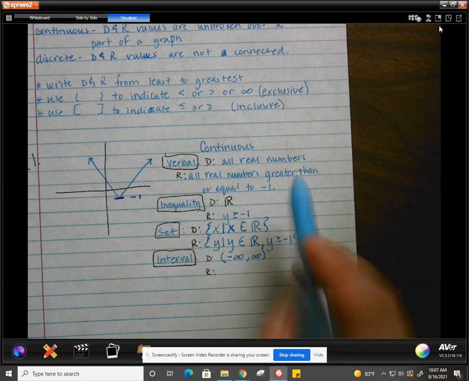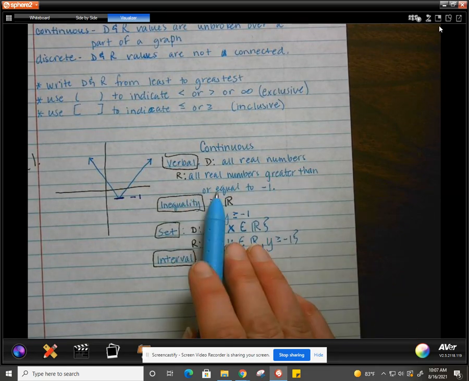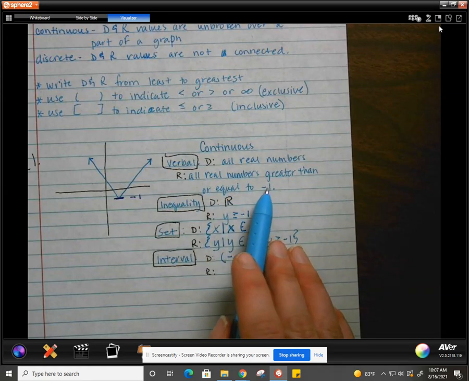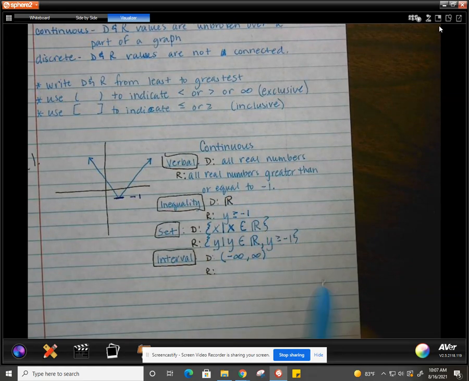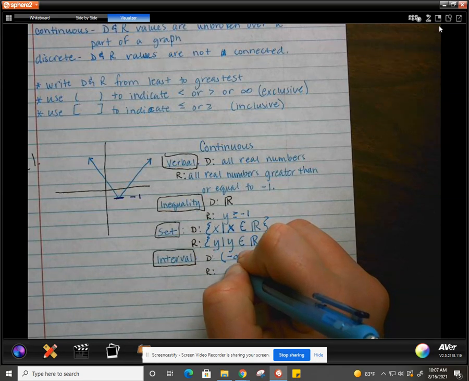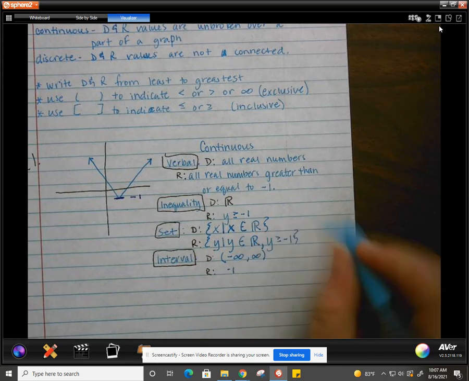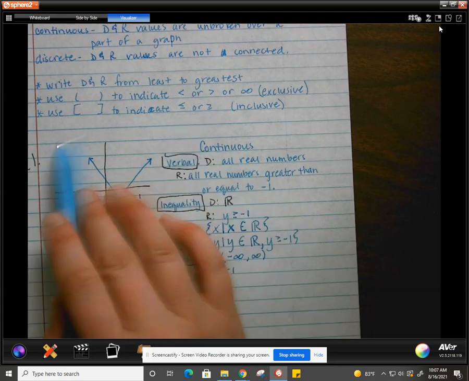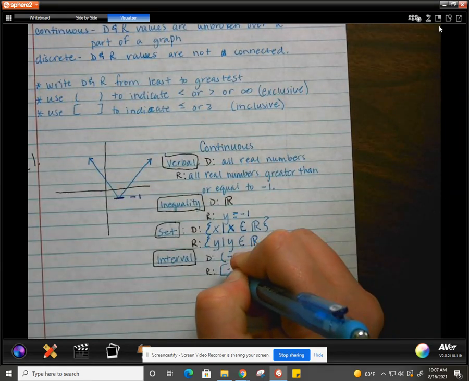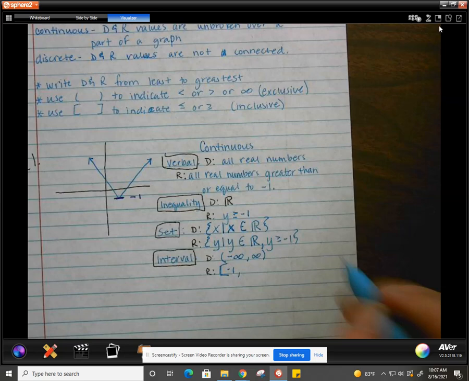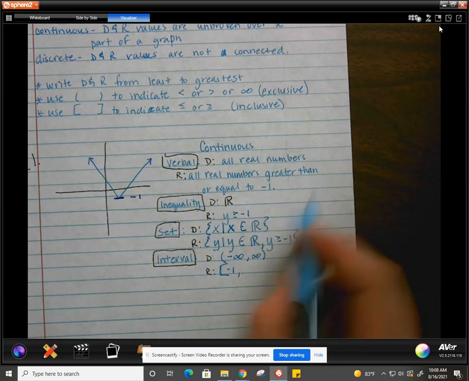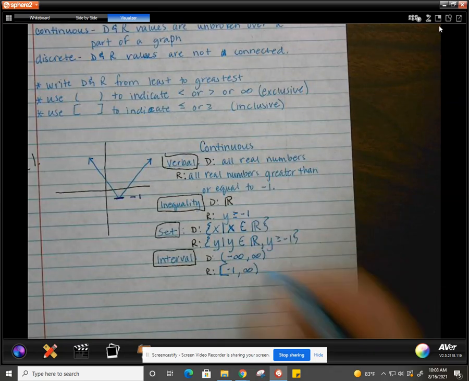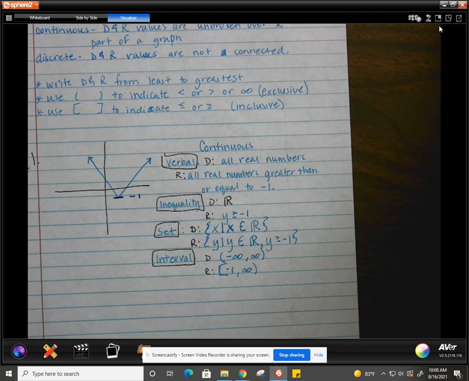So when I move to range, it says all real numbers greater than or equal to -1. So -1 is the lowest spot. Since that's the lowest, we start with -1. And since that says greater than or equal to, on equal to's, we do a bracket. So I'm going to do a square bracket, -1, comma, and then it continues going up forever. So we put infinity parentheses, and that is our interval notation.